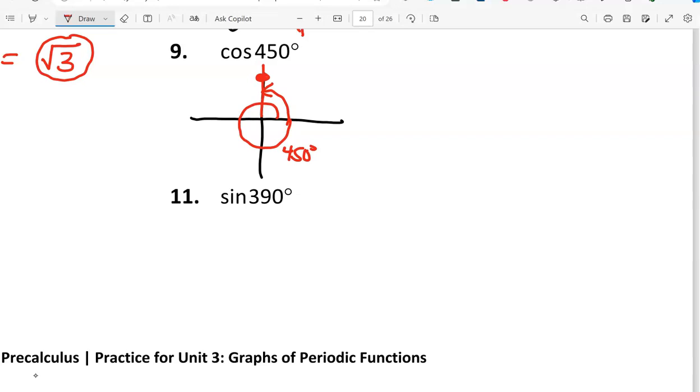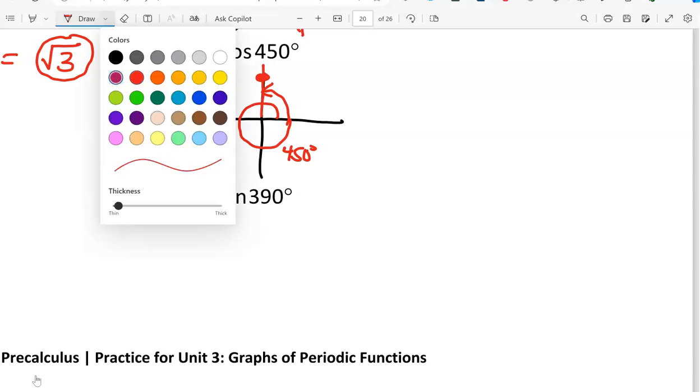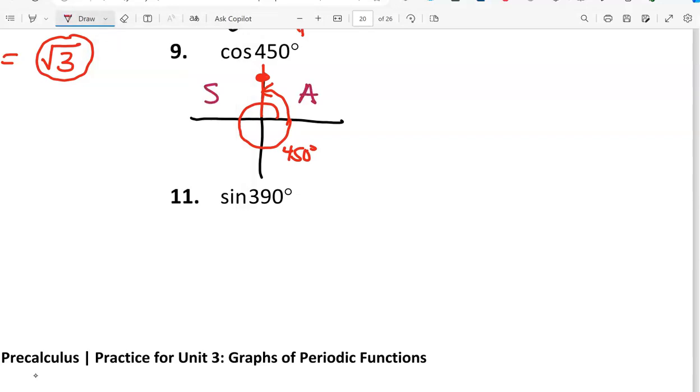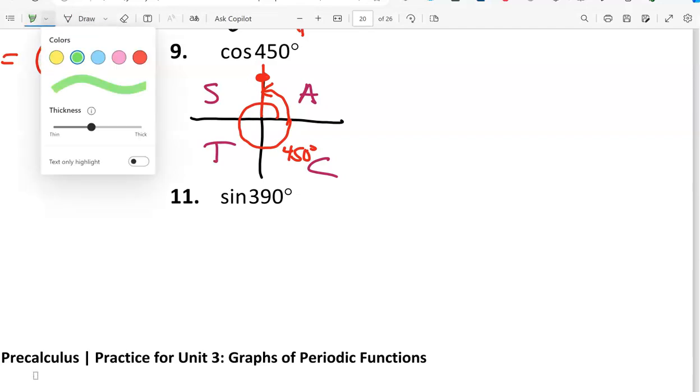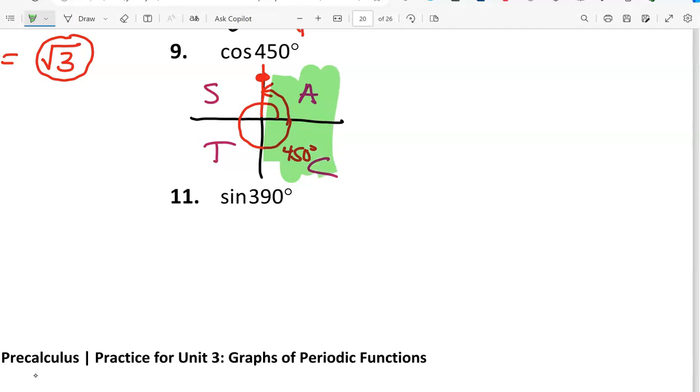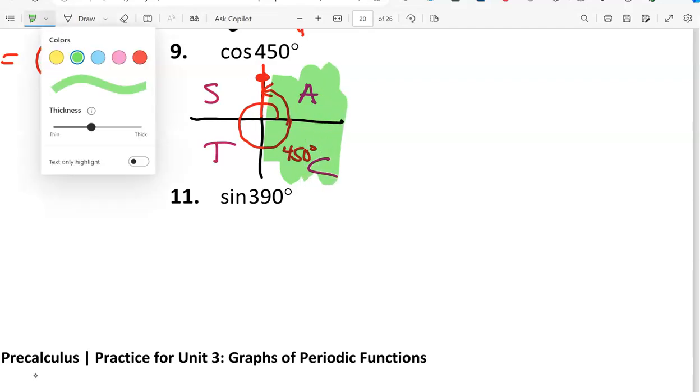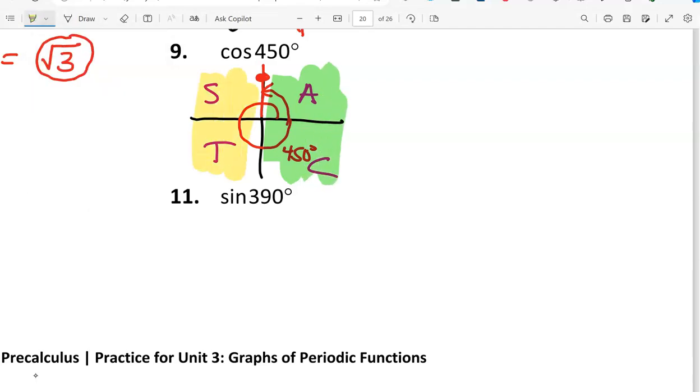And so this may be easier to determine with all smart trig classes. Cosine is positive on the right side. So cosine's positive in these two quadrants. Cosine is negative in these two quadrants. And so in between those quadrants, cosine will be 0.